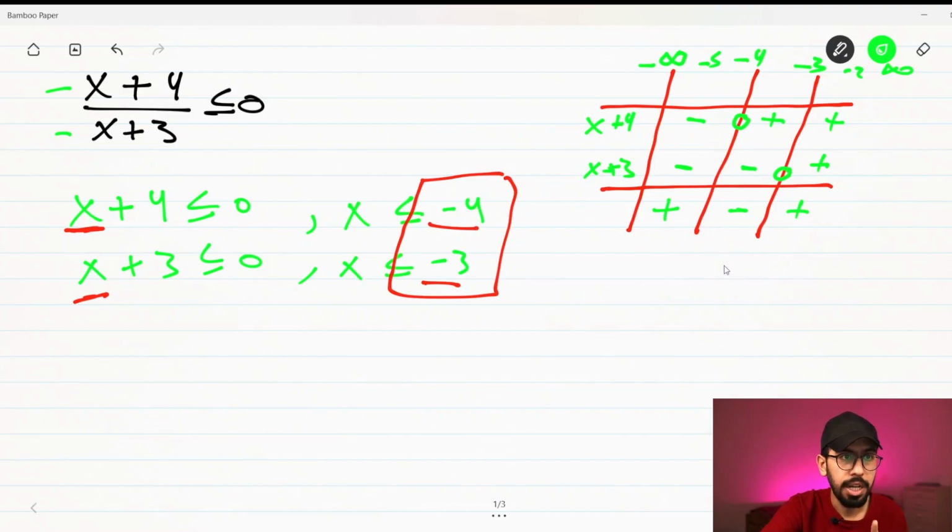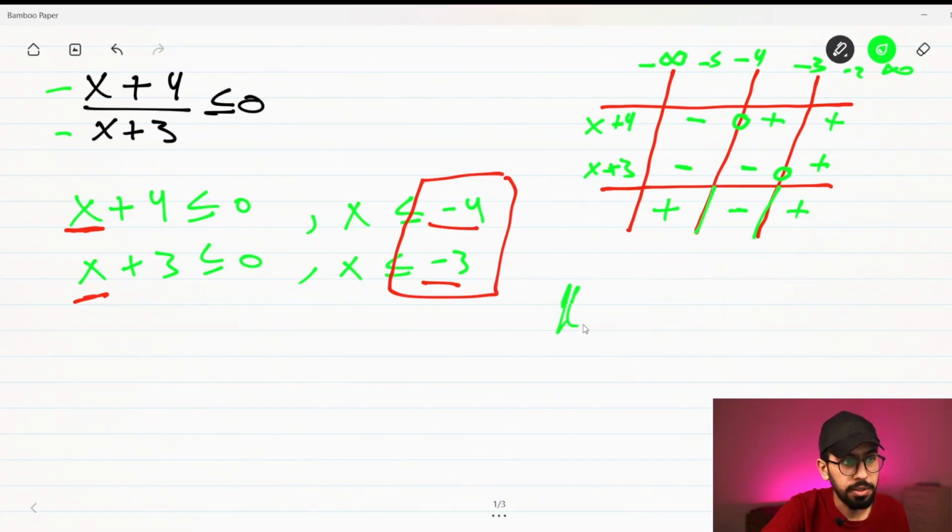Now we need to take our result. We take our result from our inequality. Our inequality says smaller than or equal to 0. Obviously the minus numbers, because the numbers greater than 0 are positive numbers, and the numbers smaller than 0 are negative numbers. So that means we just need to take the negative side, which is from here and here.